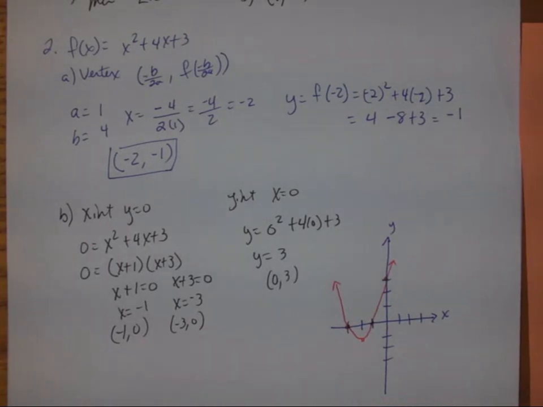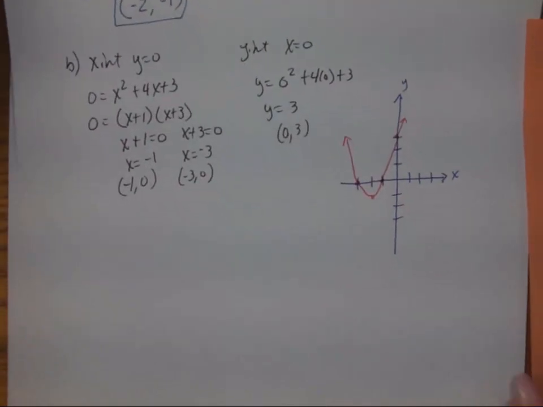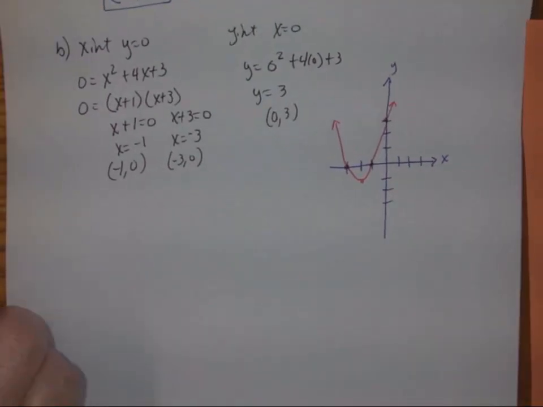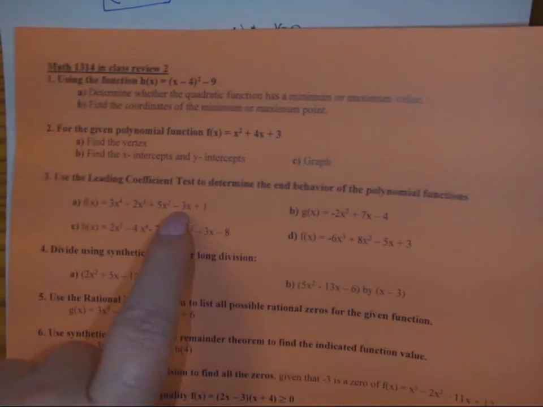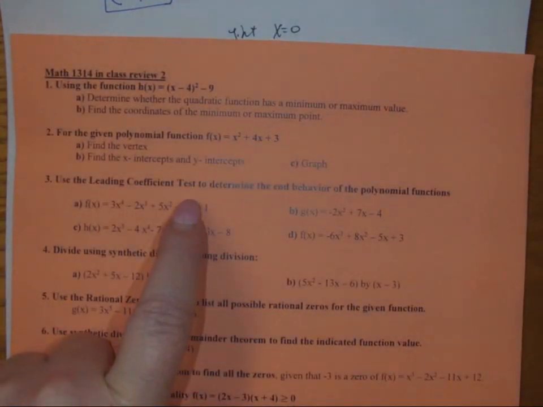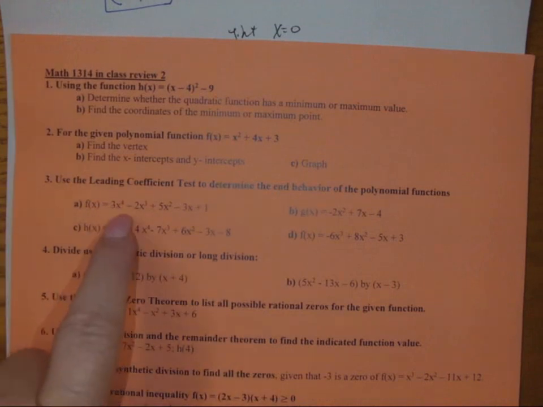All right, so our next question, number 3, we are just talking about the end behaviors dealing with the leading coefficient test. So we're just using the leading coefficient test to determine the end behavior of the polynomial function. So that way you understand what's going on with that end behavior.